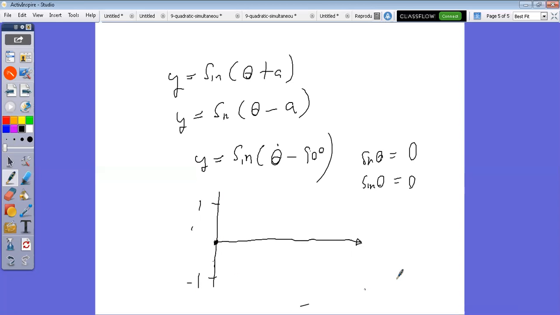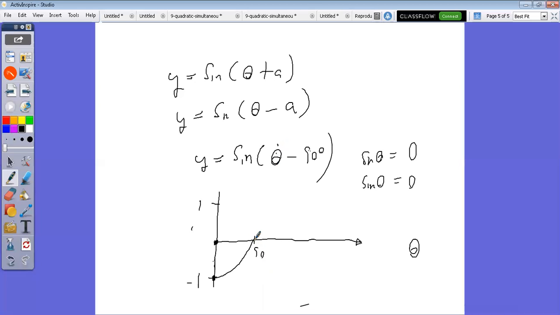When theta is equal to 0, what's sine of 0 minus 90? You don't have calculators. It's negative 1. So you see your graph is starting here, like this. And when theta is 90, that's when it's coming to what? To 0, like this. Because it's 90 minus 90, which is sine 0.